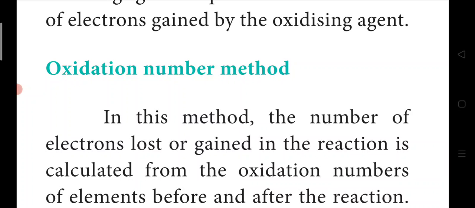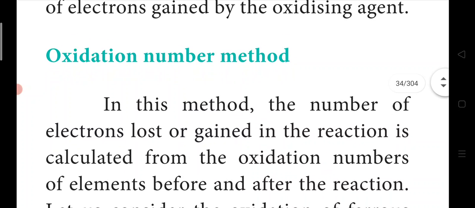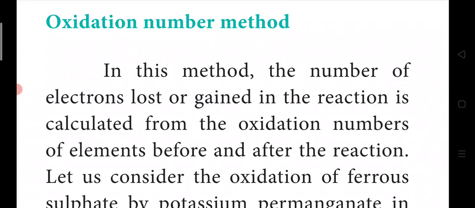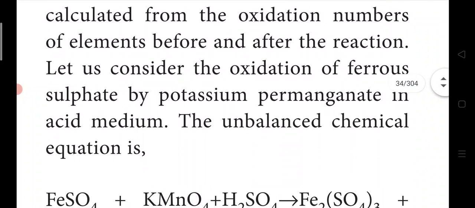So we have two methods we saw, no? One is the oxidation number method, the other one is the ion electron method. In the oxidation number method, the number of electrons lost or gained in the reaction is calculated from the oxidation number. So here you need to be very clear with the calculation of oxidation number. How to calculate the oxidation number is the main part here. After calculating the oxidation number, let's see how to do this.